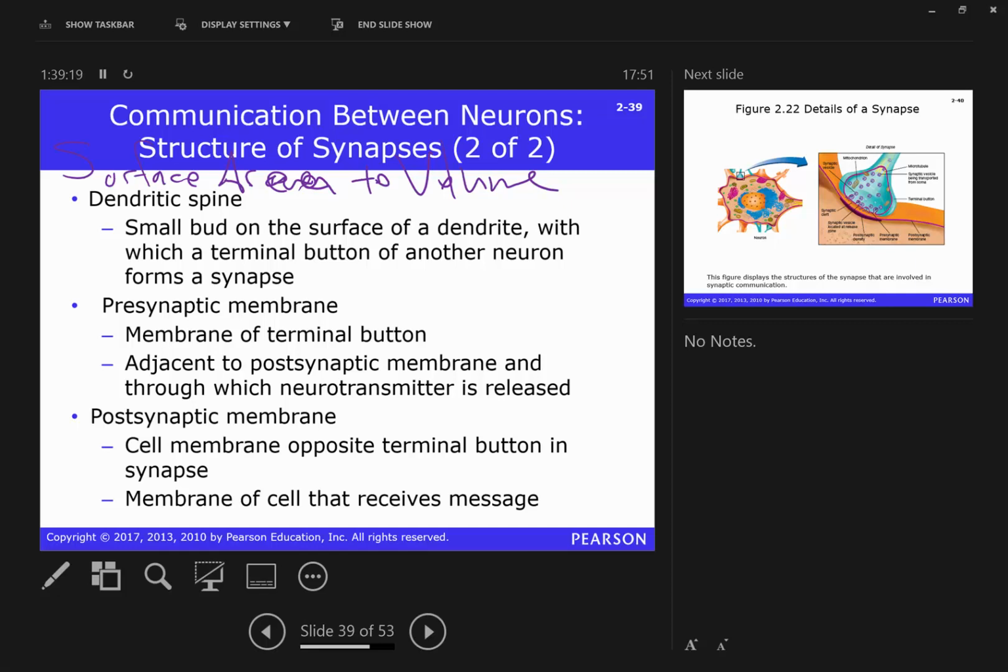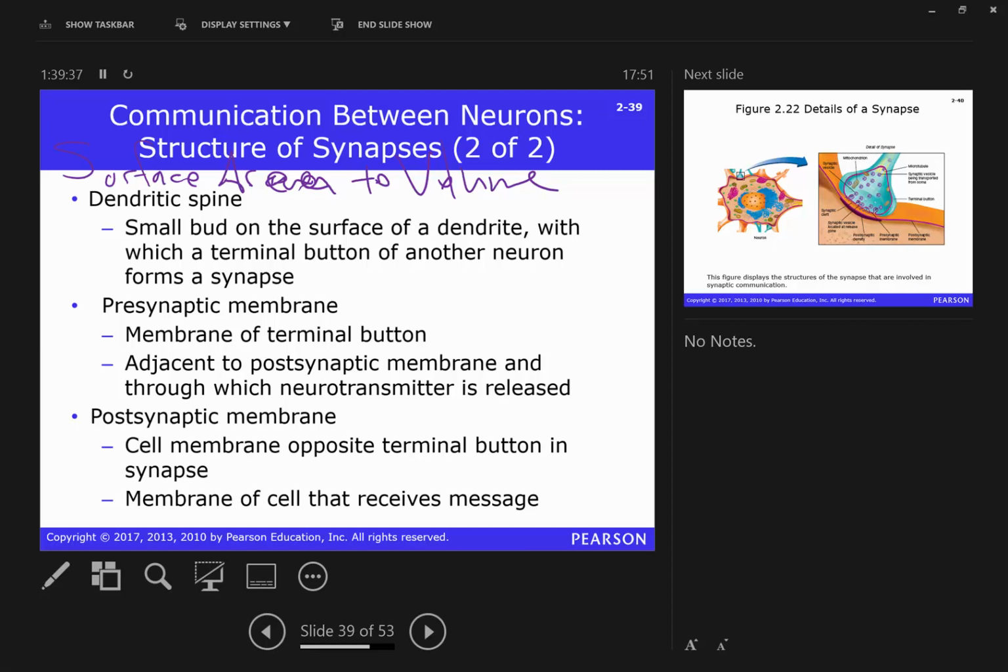We're trying to do the same thing with these dendritic spines. Every time we add a little spine to a dendrite, we're increasing the surface area. We're increasing a place where we can have a contact, one of those 10,000 contacts, right, without making the cell too large. Okay?